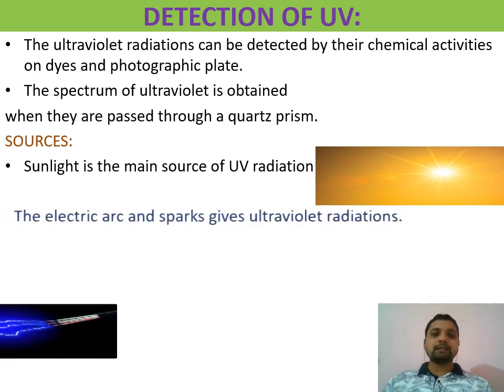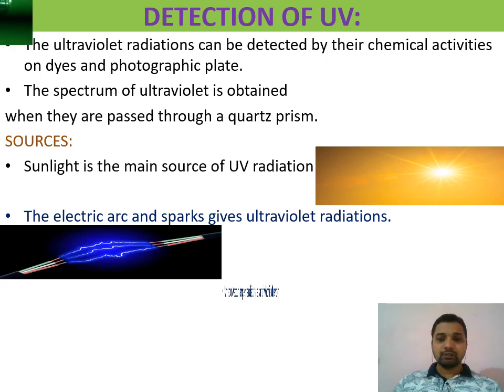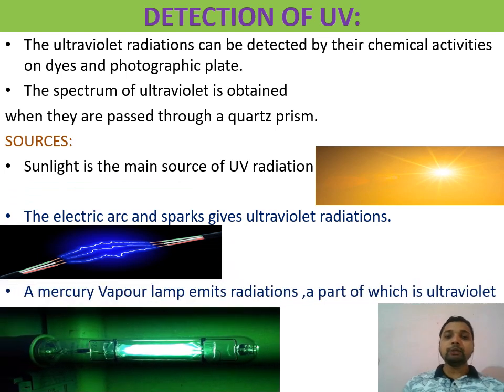Next source is the spark. An electric spark can also give ultraviolet radiation. Ultraviolet radiation is also produced by the mercury vapor lamp. A mercury vapor lamp can also produce ultraviolet radiation. And this ultraviolet radiation can be stopped by using a glass frame. If you use a glass cover, the glass will not allow the ultraviolet to come outside, and the ultraviolet radiation is stopped there.